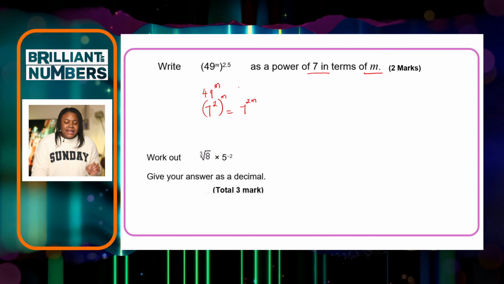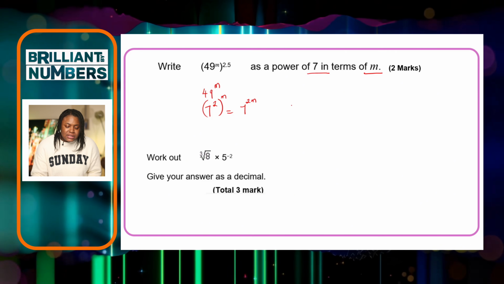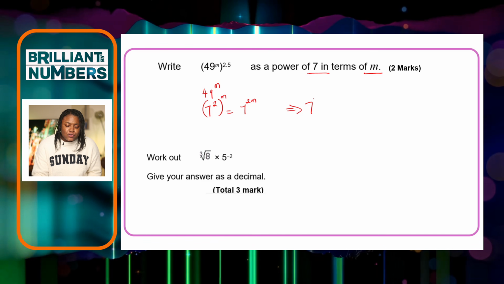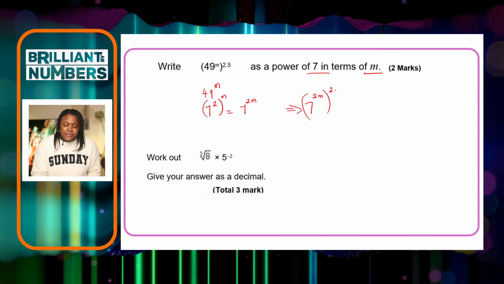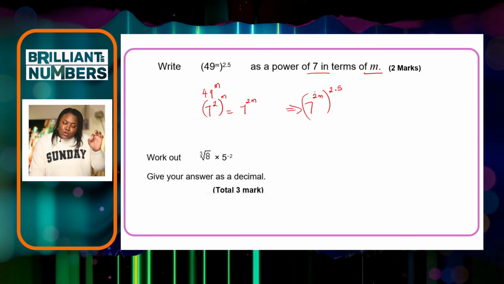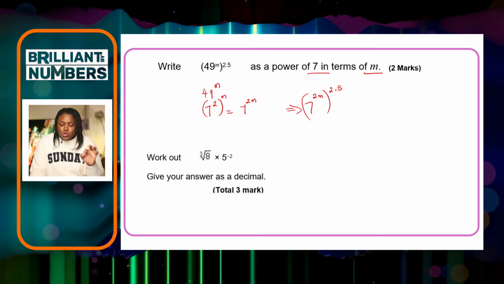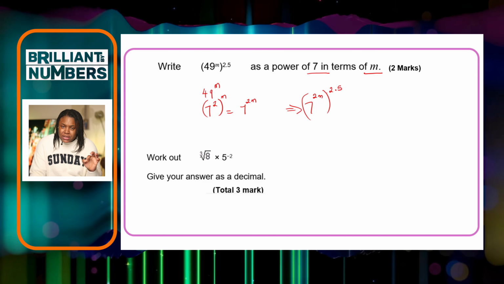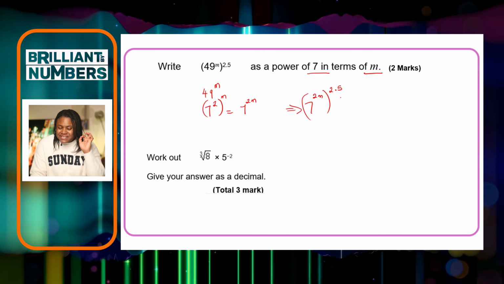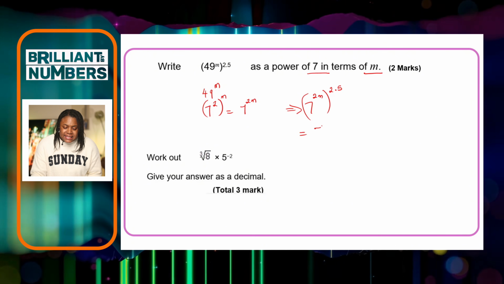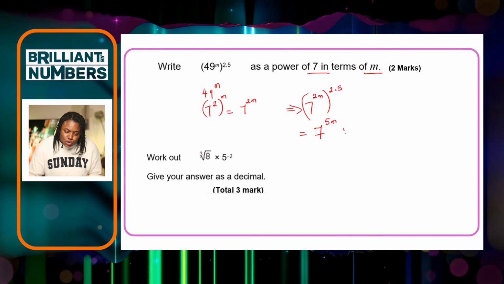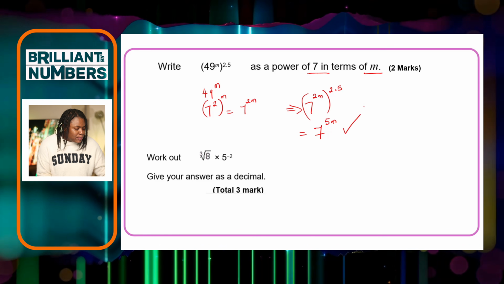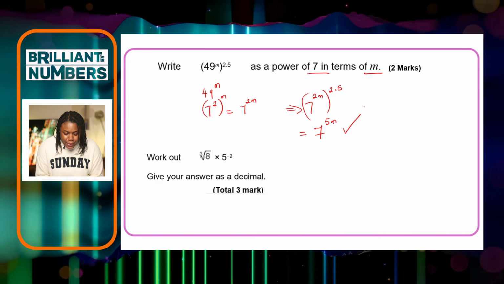Now, all of that is being raised to the power of 2/5, so 7 to the power of 2m is being multiplied by 2.5. Remember, we are multiplying them together, so 2.5 times 2, doubling 2.5 is 5. So the answer is 7 to the power of 5, and we also have m, so the answer is 7 to the power of 5m.